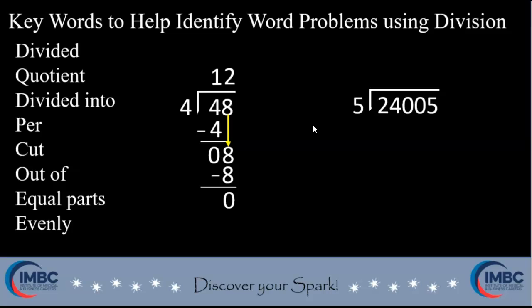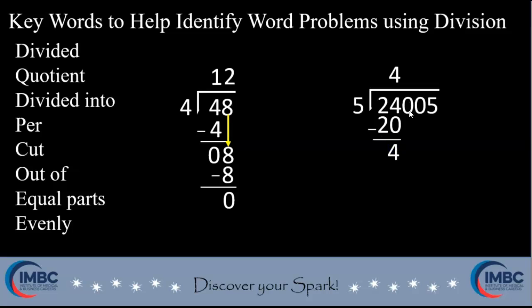We want to know how many times 5 goes into 24,005. We go 5, does it go into 2? It does not. So we look at the next digit, does 5 go into 24? Yes. It goes in 4 times. We make sure we line the 4 up into the position of the 4 there. 5 times 4 is 20. We do the subtraction. 24 minus 20 is 4.